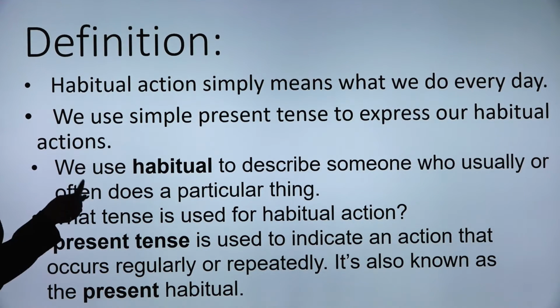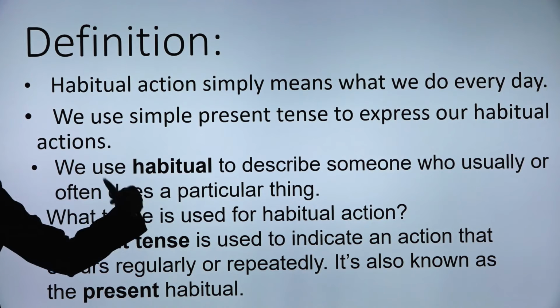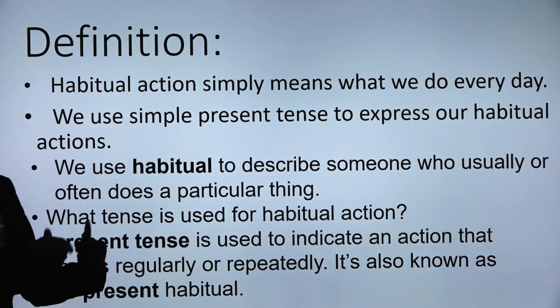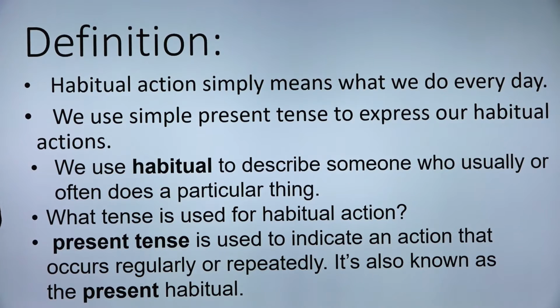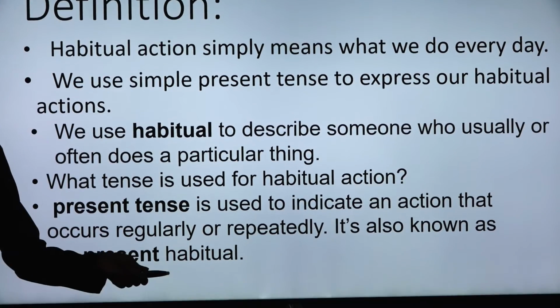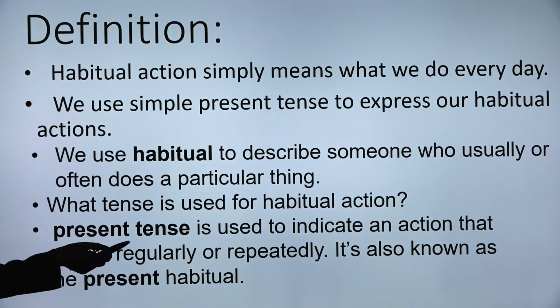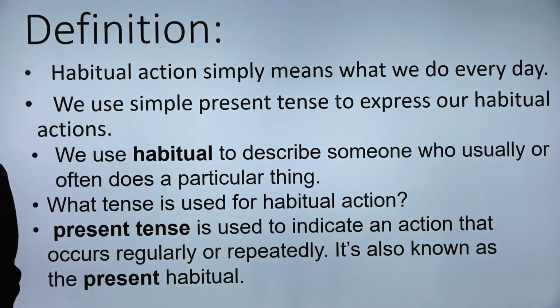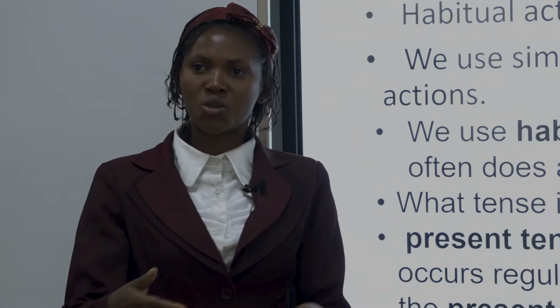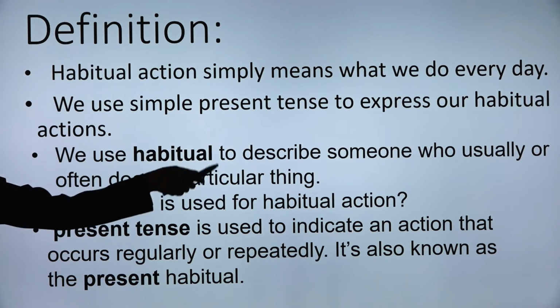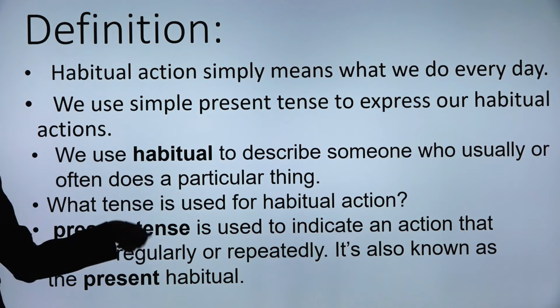Definition. Habitual action simply means what we do every day. We have a schedule. We have actions that we do every day. This is what you mean by habit. It is a habit because it's what we do daily or mostly. We use simple present tense to express our habitual actions, with simple sentences, just as we discussed in our previous lesson. We use habitual action to describe someone who usually or often does a particular thing.